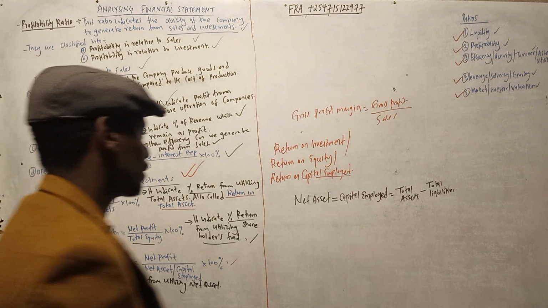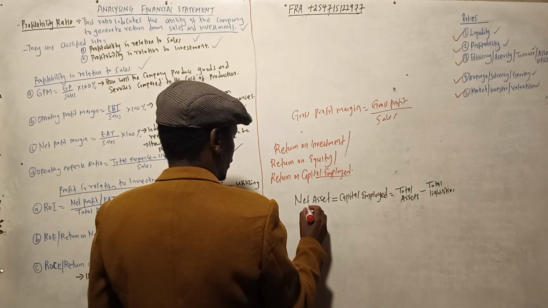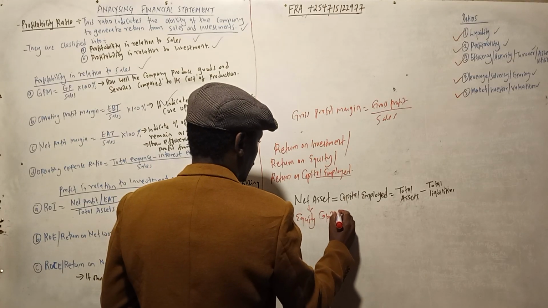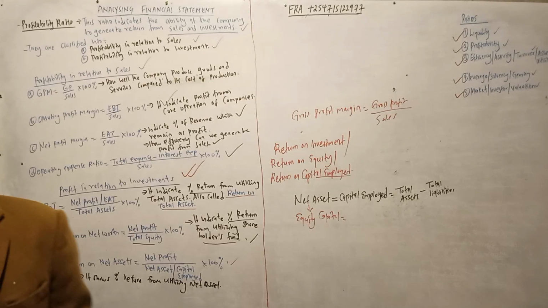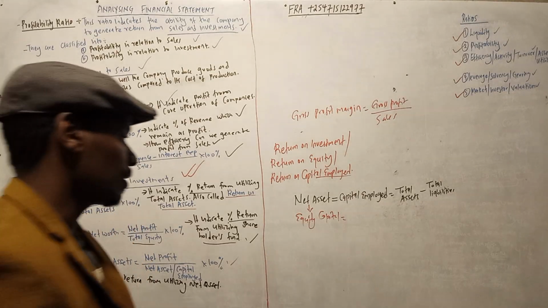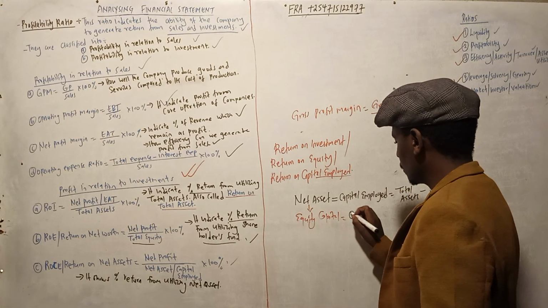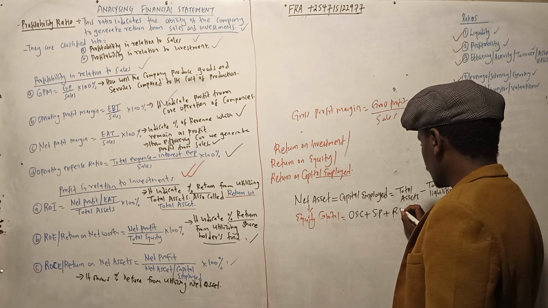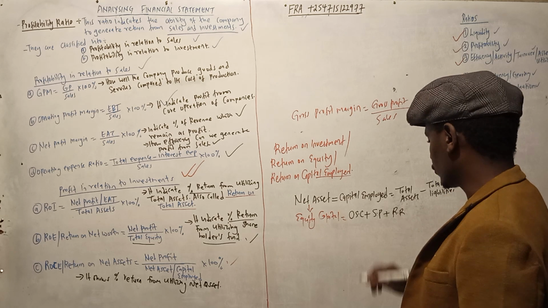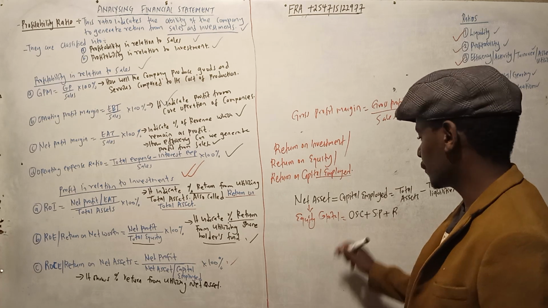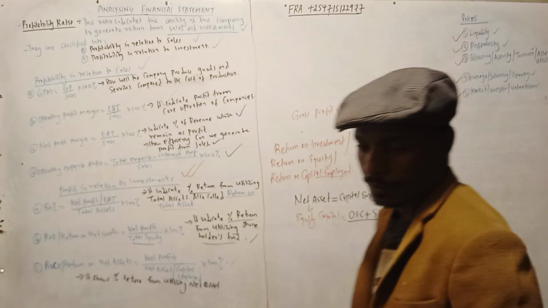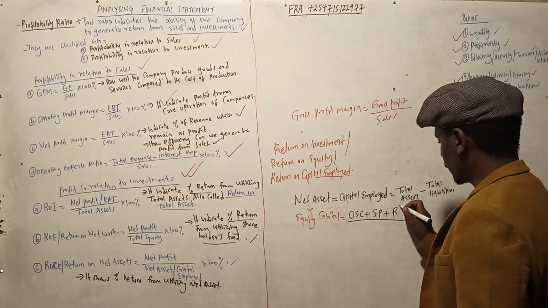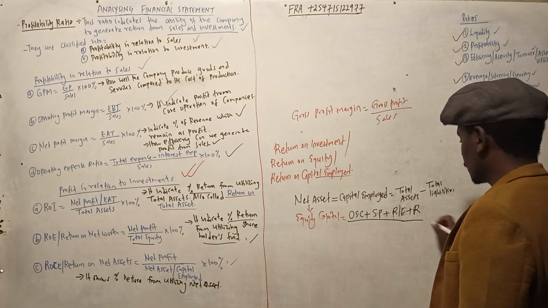Now this one you can also call the equity capital. Equity capital is made up of ordinary share capital, share premium, retained earnings, plus other reserves, such as revaluation reserves. Just call them reserves.